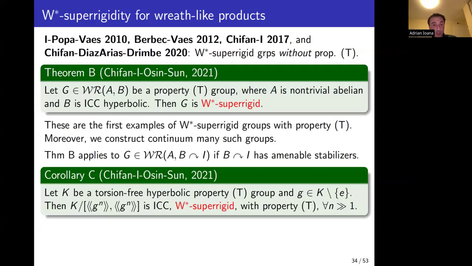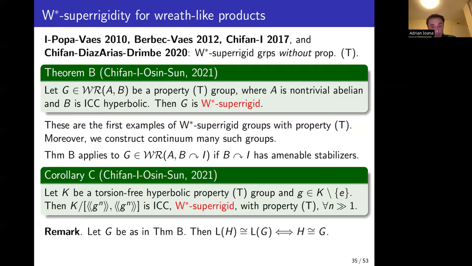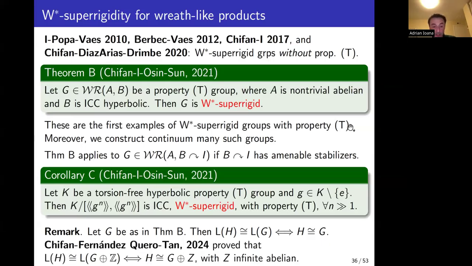And before I move on to tell you a bit more about some other results in this direction, let me mention a recent result related to our theorem. So theorem B shows that if G is as in theorem B, then L of H is isomorphic to L of G if and only if H is isomorphic to G for any H. And there's a recent result of Chifan with Adriana Fernandez Quero and Hui Tan from last year, who proved an improved version of this result.